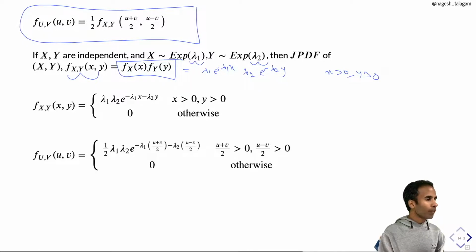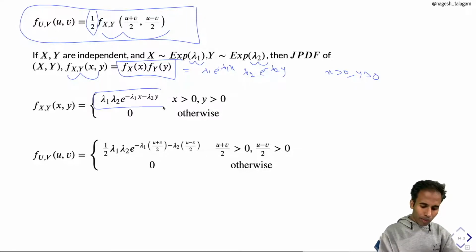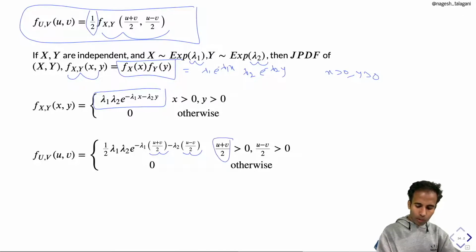Now the joint PDF of UV is going to be what? 1/2 times f_XY of (u plus v)/2, (u minus v)/2. Here simply replace x with (u plus v)/2, y with (u minus v)/2. So we have here lambda 1 lambda 2 e power minus lambda 1 (u plus v)/2 minus lambda 2 (u minus v)/2. Here x is what? (u plus v)/2 positive, (u minus v)/2 positive. Okay. Now this can be further simplified.